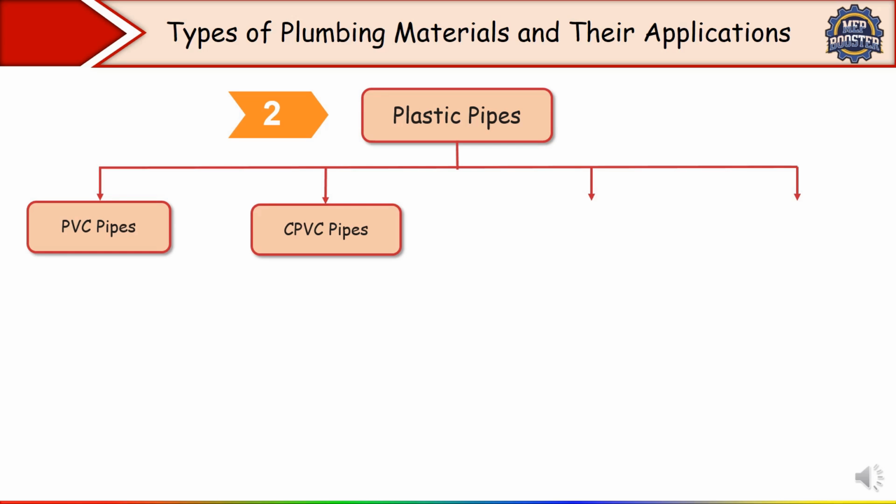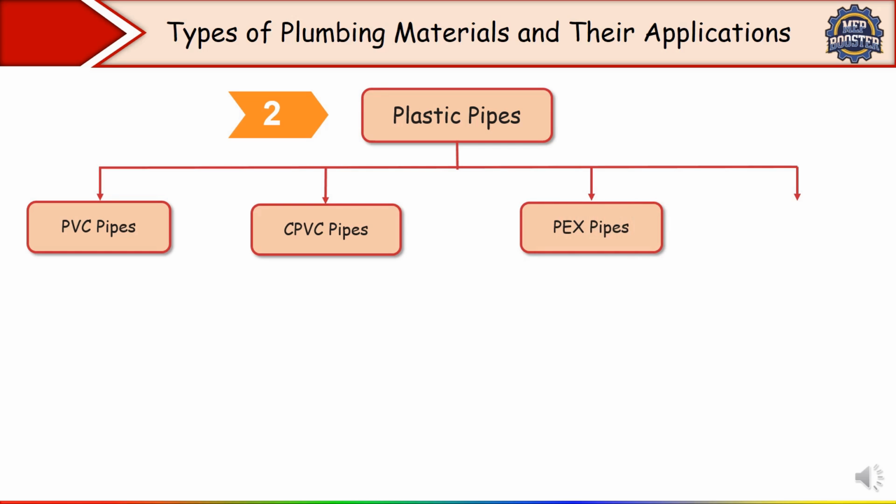And the second type of plastic pipe is CPVC. CPVC stands for chlorinated polyvinyl chloride. This CPVC pipe is normally used in hot and cold water distribution in residential and commercial buildings. It is easy to install and cost effective also, and corrosion resistant. But one limitation is that CPVC pipe is slightly more expensive than PVC, and it becomes brittle in extremely cold weather. Is it clear? So these are the disadvantages.